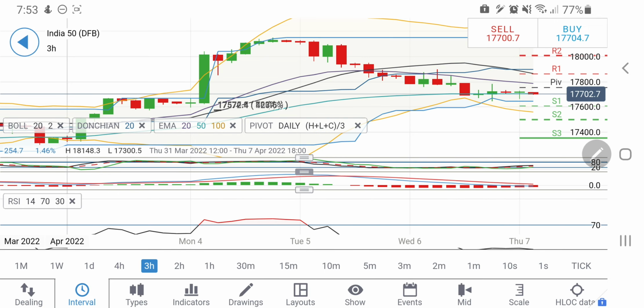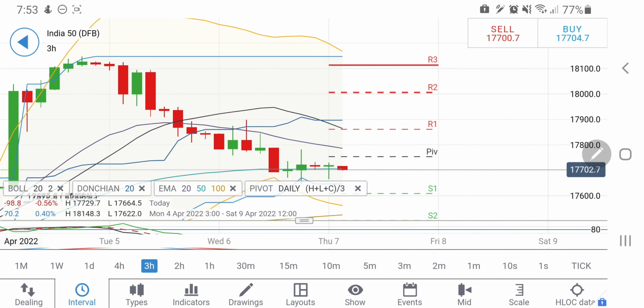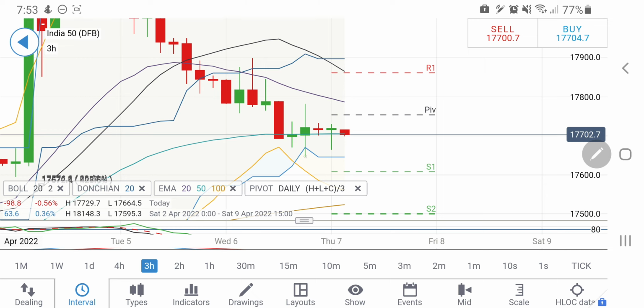On the 3-hour charts, if you look, see, the 3-hour chart is trying to consolidate here, with higher lows and lower highs.